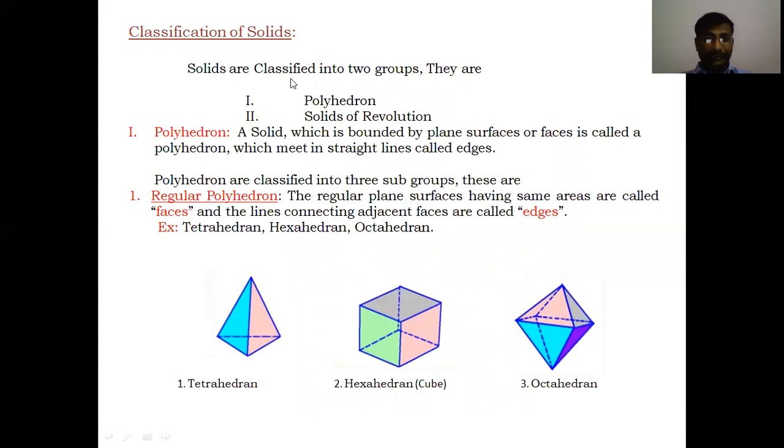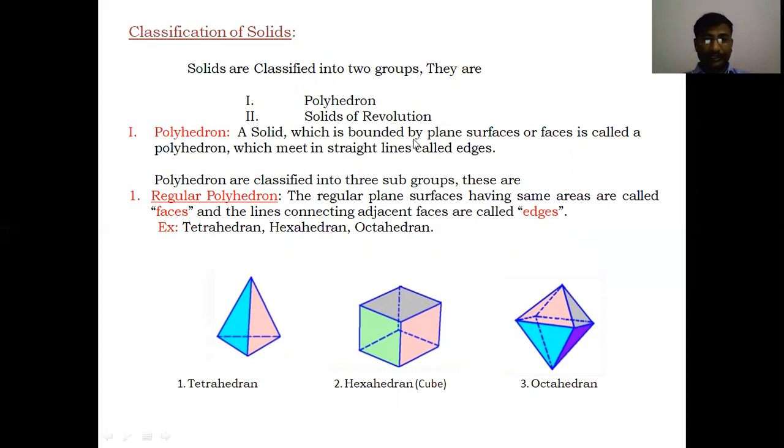Solids are broadly classified into 2 groups: the polyhedron and solids of revolution. Polyhedron means having a number of faces. Polyhedrons are subclassified into 3 types.